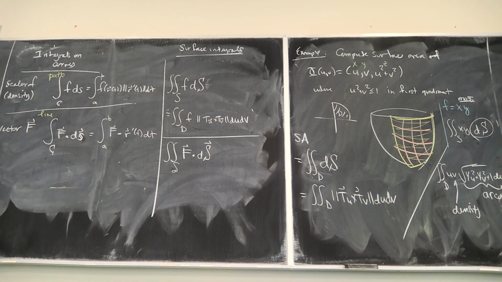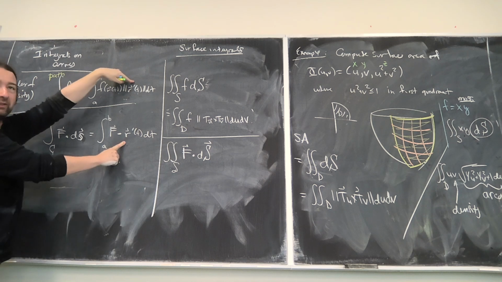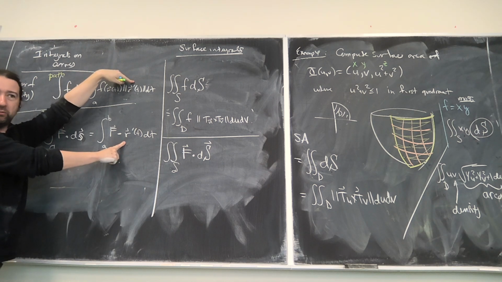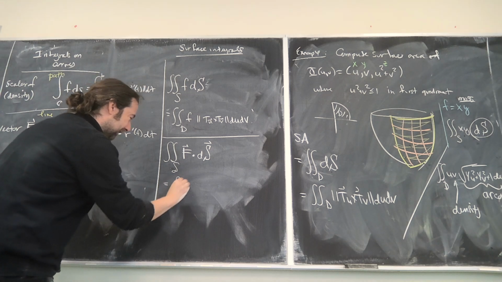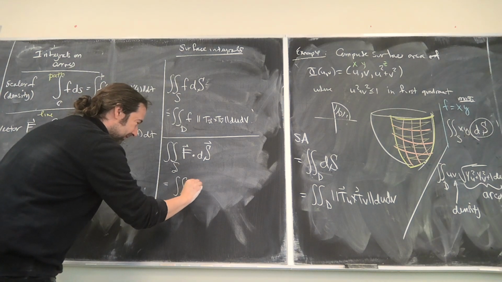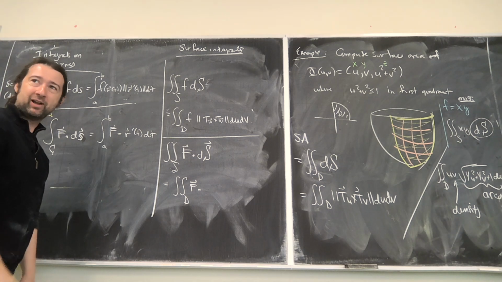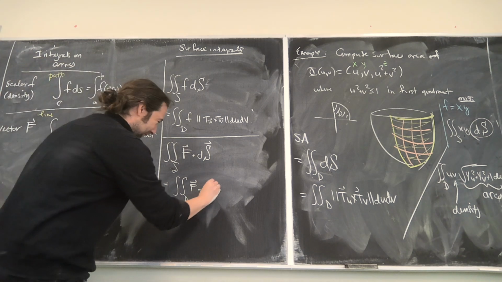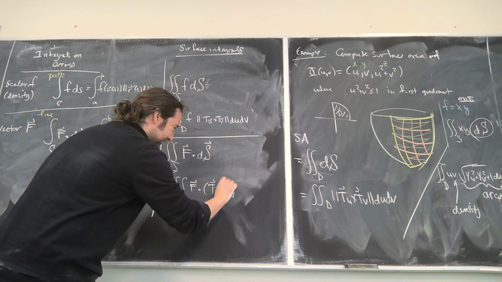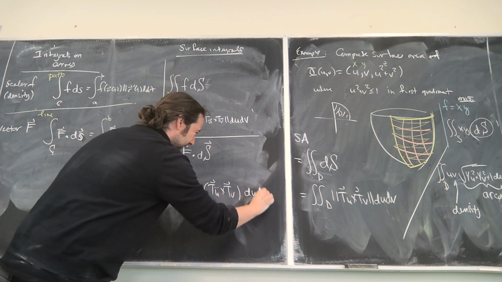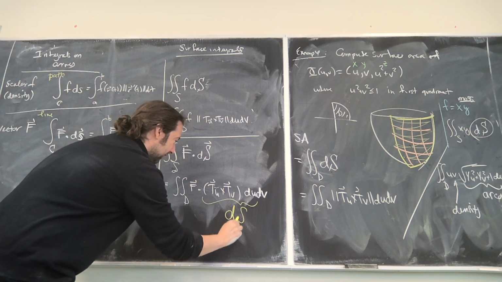And I bet if you look at this move right here, where the way I got from d little s to d little s with a vector hat was I just took the magnitudes away, I bet you could tell me exactly what is supposed to go right there. Give it a shot. This is just Tu cross Tv du dv. So this guy right here is called vector dS.